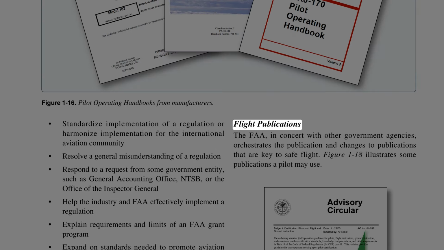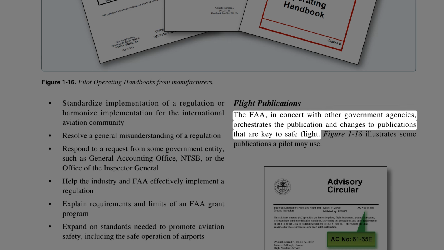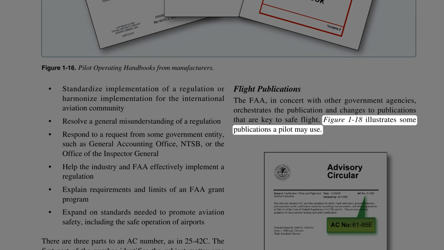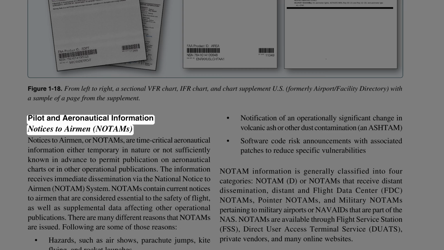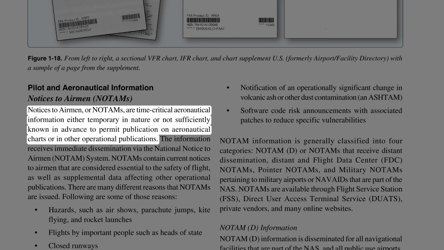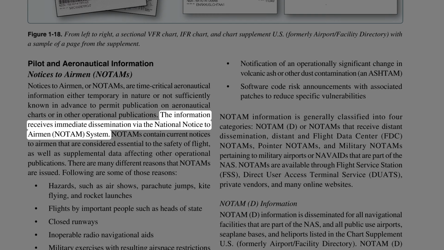Flight publications. The FAA, in concert with other government agencies, orchestrates the publication and changes to publications that are key to safe flight. Figure 1-18 illustrates some publications a pilot may use. Pilot and Aeronautical Information Notices to Airmen, NOTAMs. Notices to Airmen, or NOTAMs, are time-critical aeronautical information either temporary in nature or not sufficiently known in advance to permit publication on aeronautical charts or in other operational publications. The information receives immediate dissemination via the National Notice to Airmen (NOTAM) system.